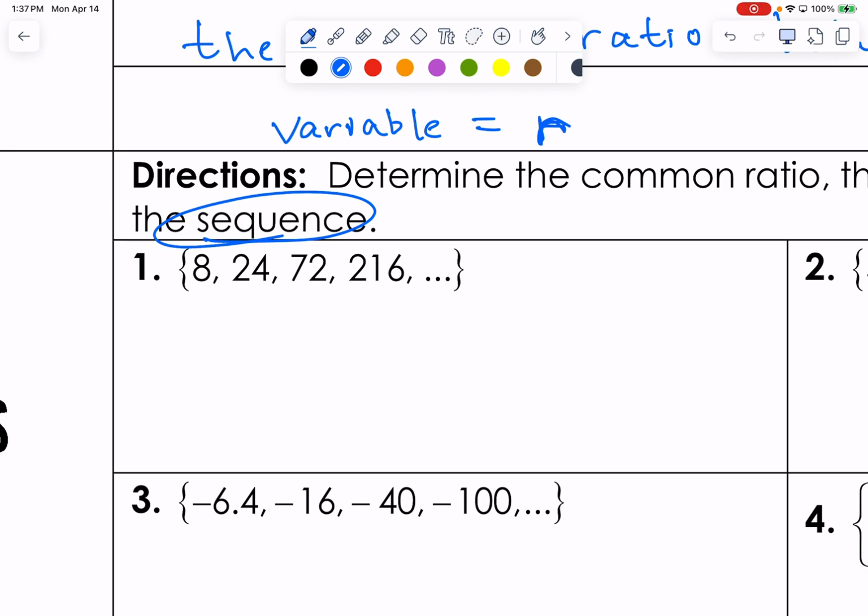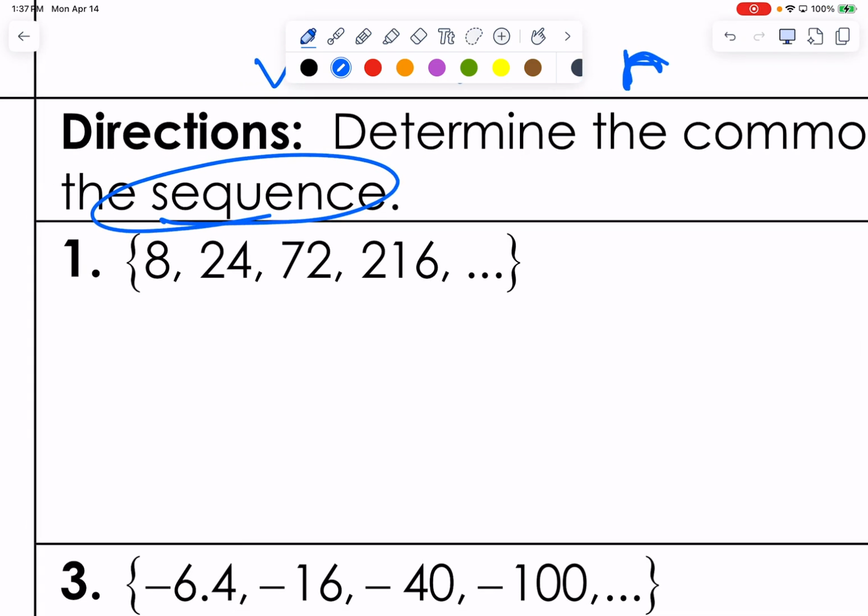So when we figure out what it's going down by or going up by, how do we write that? Write, common ratio for number 1 is 3. Oh, so I do R equals this? Yep. And then the next 3 terms would be what? What were the next 3 terms for number 1? 648, 1944, 5832.